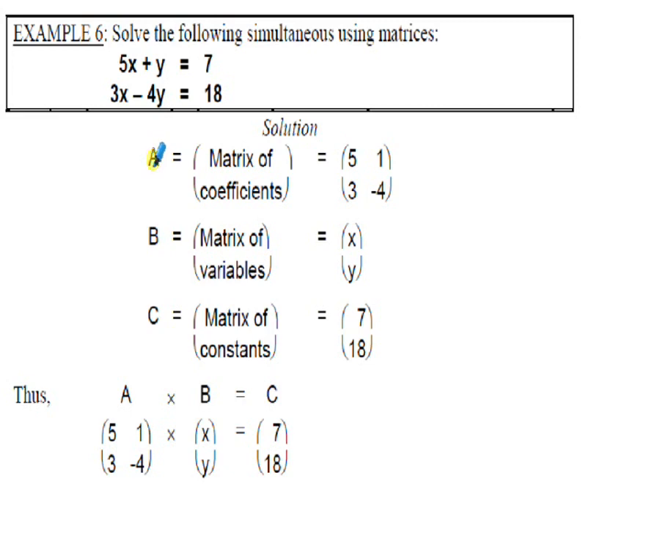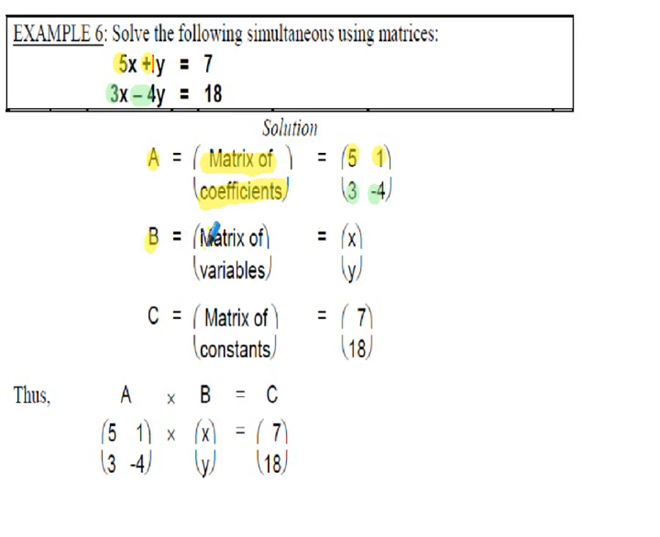So matrix A, this is the matrix of the coefficients associated with the x and the y terms above. So let's consider the coefficients for the first equation, and note that there will be a 1 in front of the y that we don't write, but it's there. So extracting the coefficients for the first equation, 5 for the x and 1 for the y. If we look at the second equation, we've got 3 for the x and negative 4 for the y. So that's the matrix of coefficients.